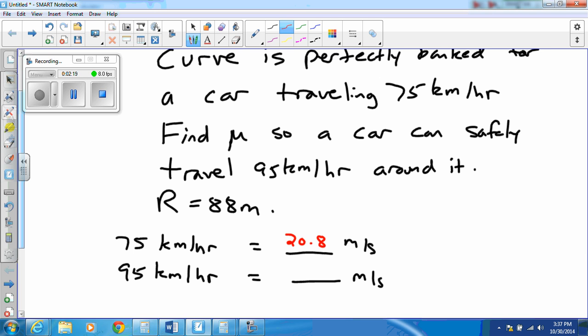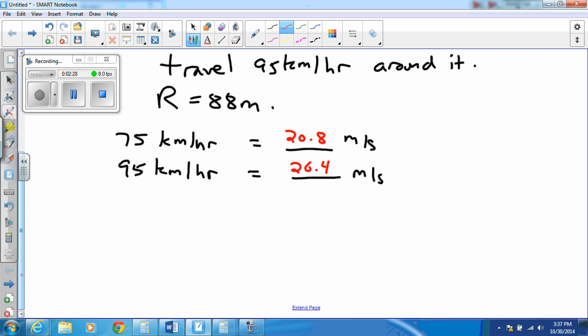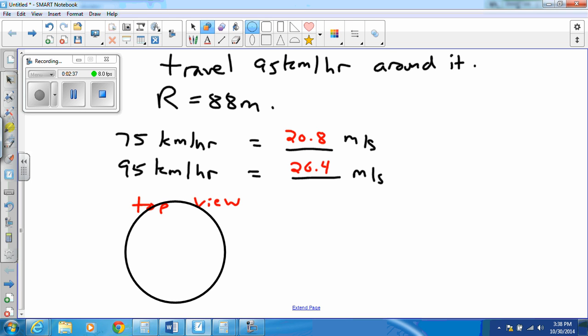Welcome back. What I got was 20.8 and 26.4 for these two speeds. Okay, well, let's get a picture of what we're looking at. If we do a top view, and we're looking at a car going around a curve like this. Now, probably in real life, the road would not be a perfect circle, but instead, we would just have a portion of a circle. So maybe the road has a little bit of an arc, just like this. And the radius of the arc is 88 meters.